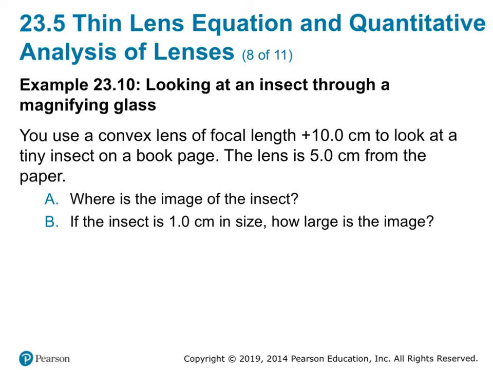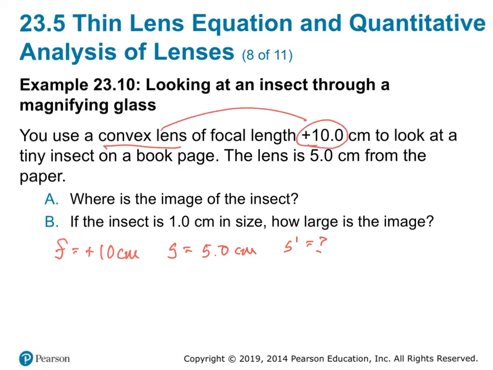All right, so let's do a quick problem. I've written down the focal length is positive 10 centimeters for this convex lens. I didn't have to tell you that it was positive, because convex lenses always have positive focal lengths. The lens is 5 centimeters from the paper. That is the object distance. The paper is the object, and the lens is 5 centimeters from it, so s is 5 centimeters. They want us to find where the image of the insect is. We're trying to solve for s prime.